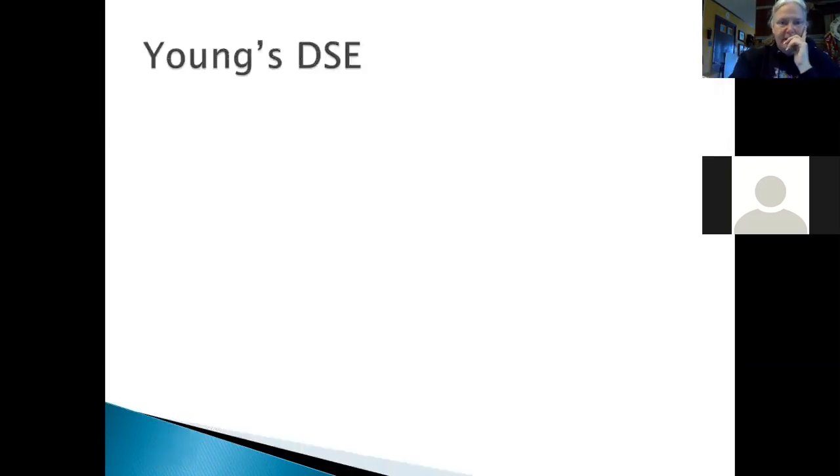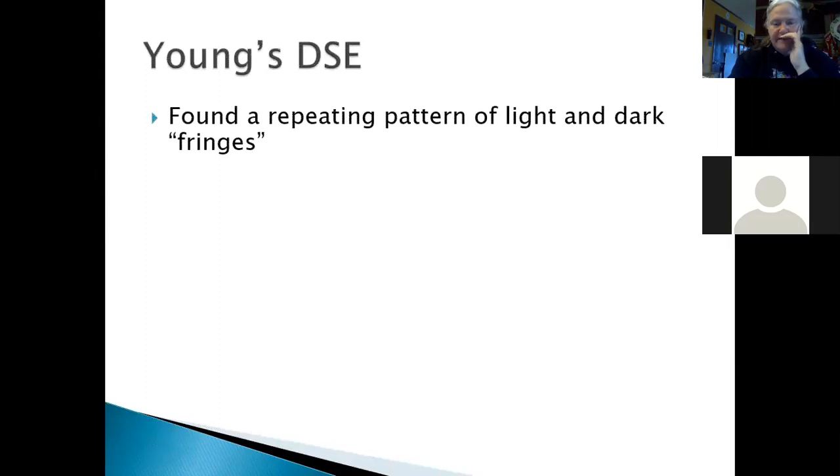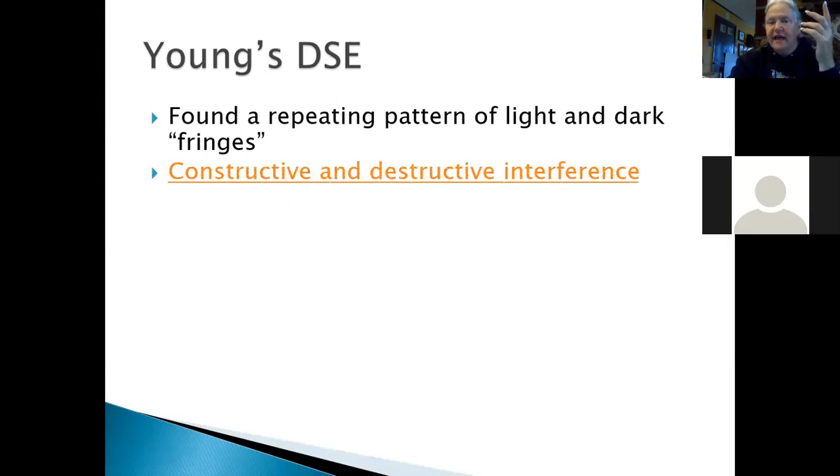Okay, I think the picture that's coming up might show this a little bit better. So what he found was what he called fringes. He called it a repeating pattern of light and dark fringes, with the light ones being where the constructive interference was and the dark ones being where the destructive interference was.